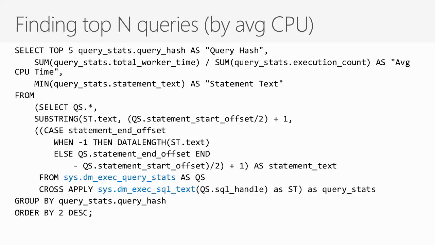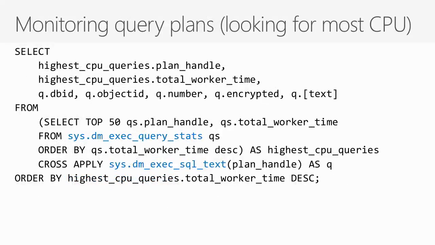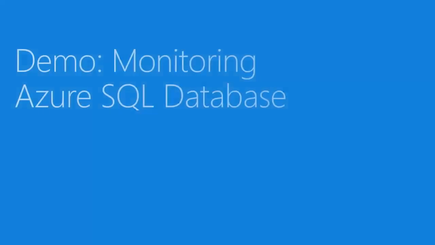This is a longer query, and this will give you the top N for this particular query. It's 5, and that would do it by average CPU. And this is for the database. So if you've got 5 databases on a logical server, this is just going to do it for your database that you are connected to. And it will give you the actual text that's running. Then if you want to monitor query plans, this is for the most cumulative CPU, not average. This is cumulative. And again, in blue are the DMVs that we're using. So I'm going to click over and show you this in real life.